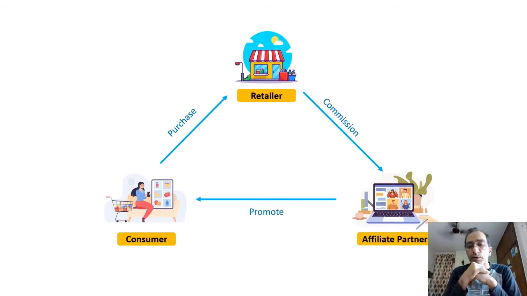So the retailer wants to sell the product. Retailer or shopkeeper wants to sell the product, and the affiliate partner, which could be a publisher network, would earn a commission from selling the products. Affiliate partners usually promote the products on their websites, and when consumers see those ads on the websites and make any purchase by clicking those ads, then they earn commission.